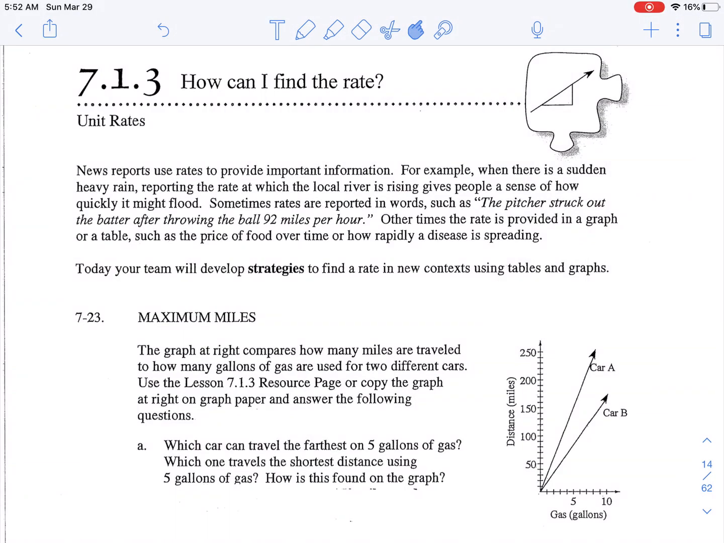7.1.3, how can I find the rate? News reports use rates to provide important information. For example, when there is a sudden heavy rain, reporting the rate at which the local river is rising gives people a sense of how quickly it might flood.